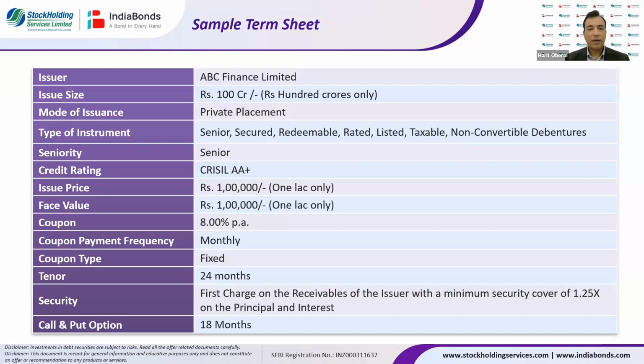Credit rating: CRISIL AA plus means this bond has been rated by CRISIL, and AA plus is the exact rating of this bond. Issue price: the bond has been issued at par, or a price of 1 lakh rupees, and the face value is 1 lakh rupees.